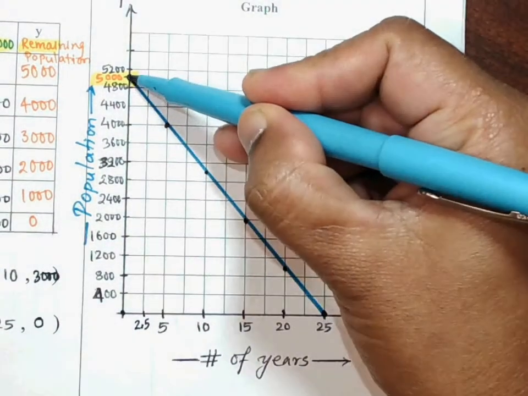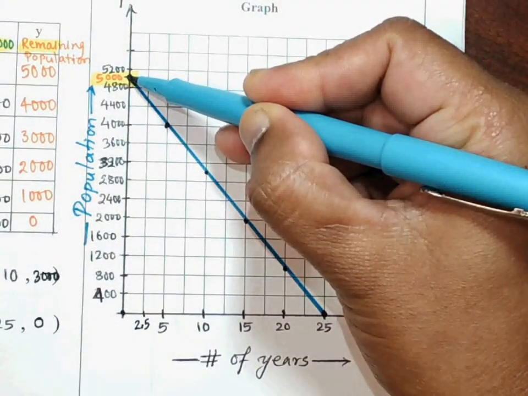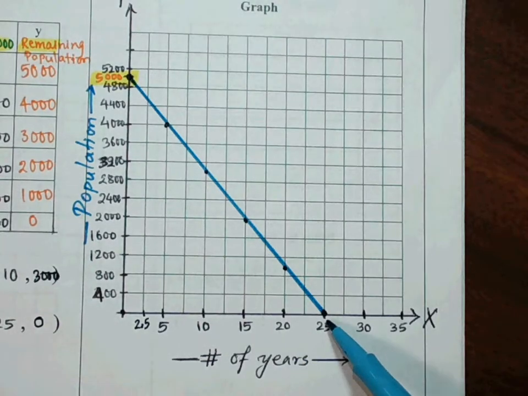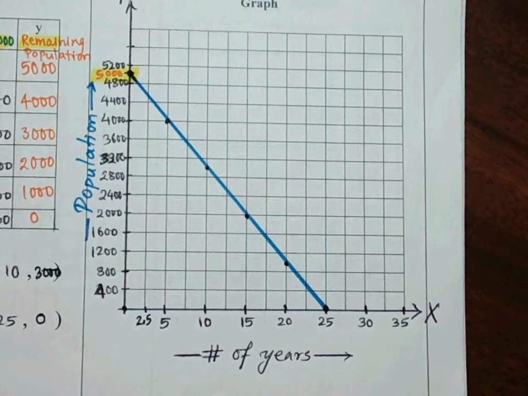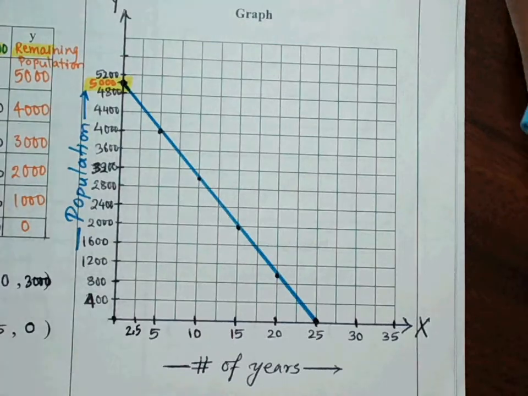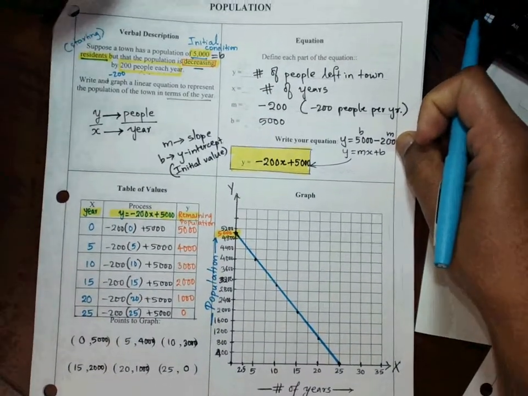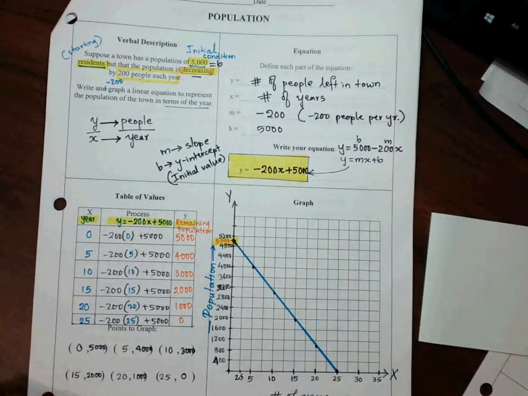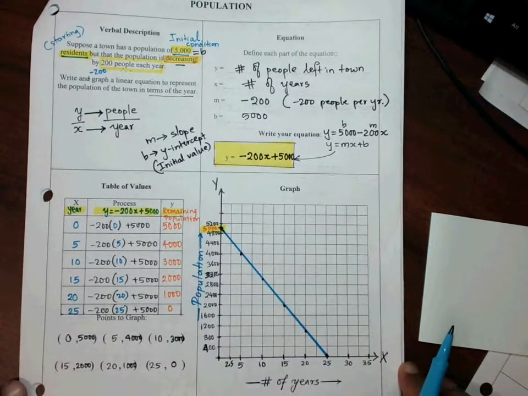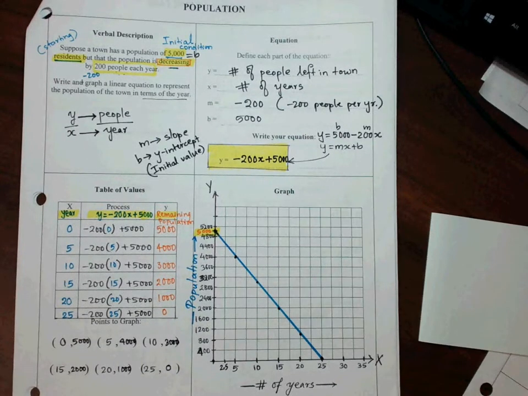And then this is when it is the 0th year, there are 5,000 people. In 25 years there's no one left in town. That's how you represent that word problem with the population, where it's a decreasing population at a constant rate of change. Hope this helps you to apply proportional and non-proportional relationships in word problems related to real life applications.